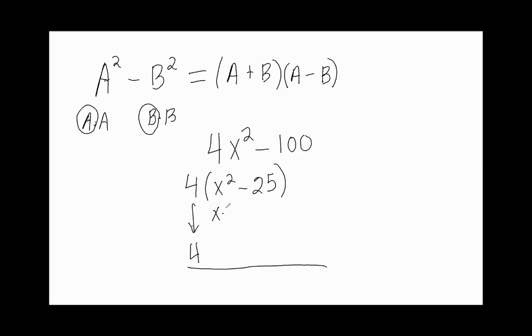X squared can factor as x times x, and 25 can factor as 5 times 5. So my a is x and my b is 5. So I take x plus 5 and x minus 5. And that is the way that I factor the x squared minus 25. My final answer is 4 times x plus 5 times x minus 5. That is the difference of squares.